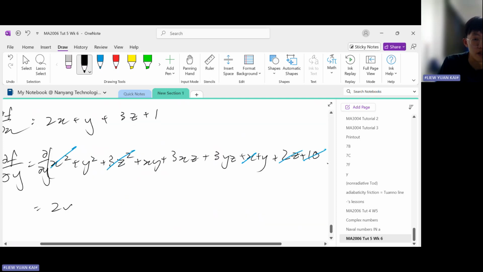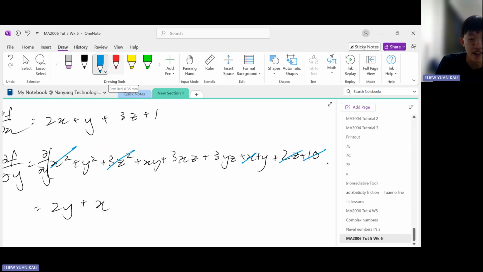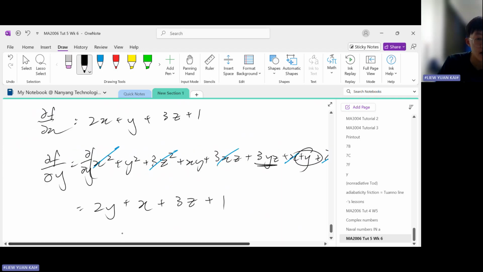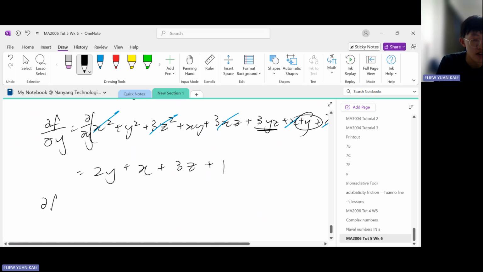So y squared will be power bring down, power minus 1. xy will be just x, since we are partially differentiating with respect to y. Okay, xz is also just a constant. Then this will become 3z, just remove the y. And then the derivative of y is just 1. Let me check my solution: 2y plus x plus 3z plus 1. Yep, I'm correct. Okay, and lastly, we need the z derivative.